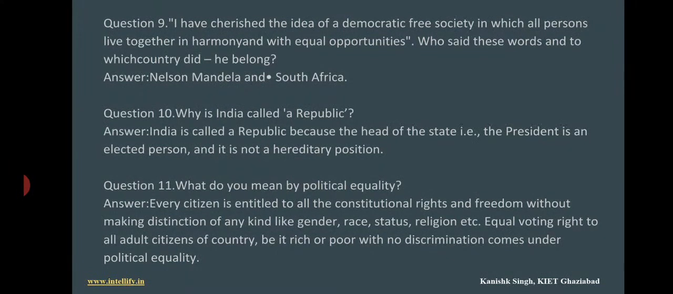Equal voting rights to all adult citizens of the country, be it rich or poor, with no discrimination, comes under political equality. So first thing, that is equal rights, right? Equal constitutional right. First thing.